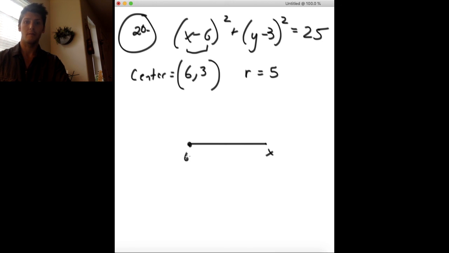From 3 up to the y value, and then this distance here would be your radius. Actually, it doesn't work when you look at it like that. Let me do it like this.